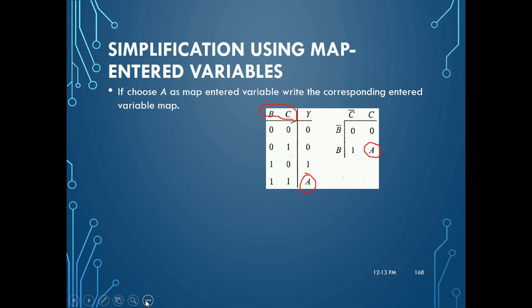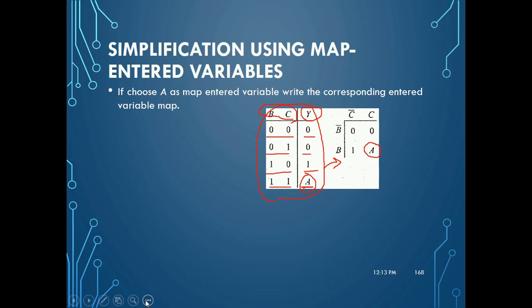If that is the case, BC and Y output: you see here, BC is 0 0, Y output is 0. BC is 0 1, Y output is 0. BC is 1 0, Y output is 1. BC is 1 1, that is Y output is A. Okay, so this is the truth table you have, and corresponding to that, if you write the K map, you get the entered variable map as this.